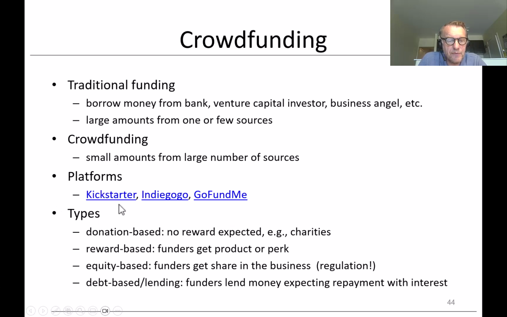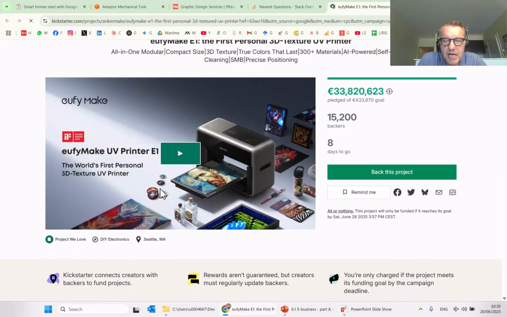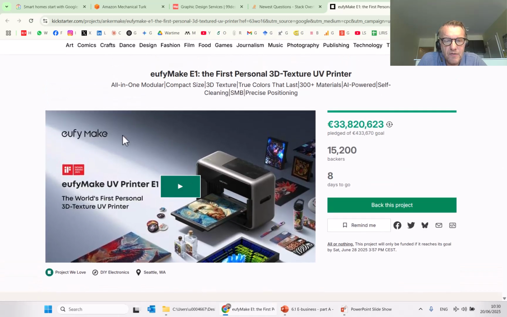Here you can see some platforms. The most well-known platforms for crowdfunding are Kickstarter, Indiegogo, and GoFundMe. Let's do Kickstarter. Let's have a look at some. Here you can see a crowdfunding campaign for some company that wanted to develop a new kind of personal 3D ultraviolet, I think this is, printer.